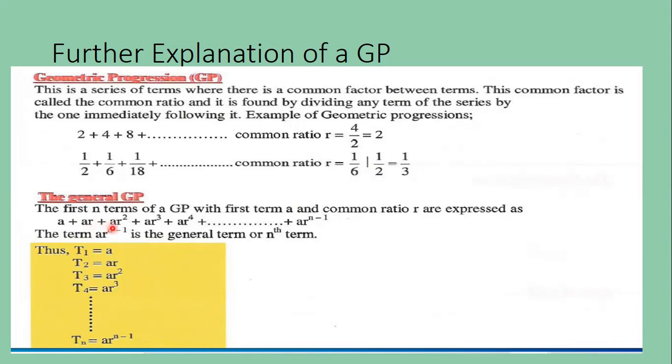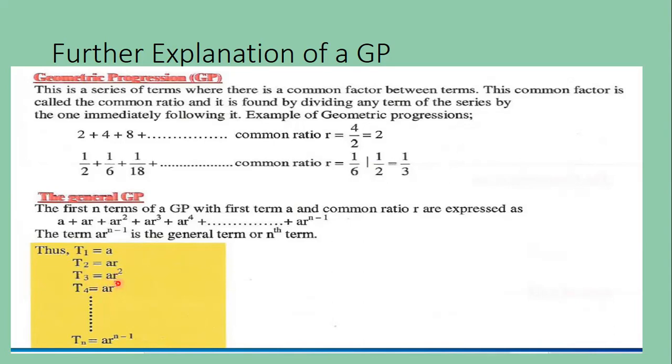Then the third term is going to be A, the first term, times the common ratio, so A times R power 3 minus 1. 3 minus 1 is going to be 2. No wonder we have a 2 there. Are you following? Since we are at the third term, we say 3 minus 1 in the power. So the third term here is going to be A times R power 2.